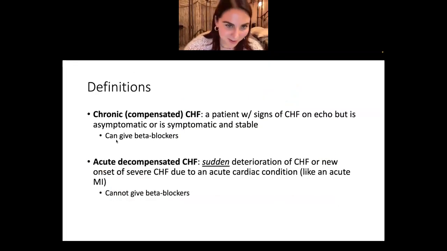We're almost done with definitions, I promise. And then the fun stuff. So there are also some things, and I put these in here because of pharm. There's certain pharm you can give if a patient has chronic or acute CHF.